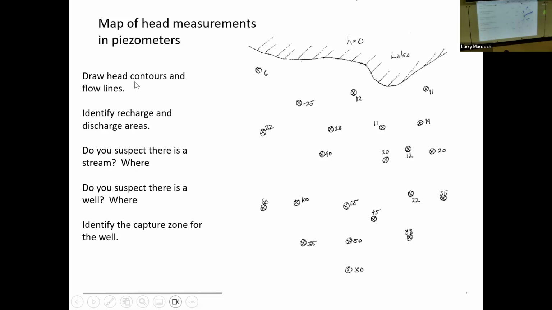We want hydraulic head contours and flow lines, identify recharge and discharge areas, find the stream, find a well, and then the capture zone of a well. That'll be the zone where all of the recharge to the aquifer ends up going to the well. So that's the zone where the well is capturing all the groundwater. So we need to draw in the contours here.